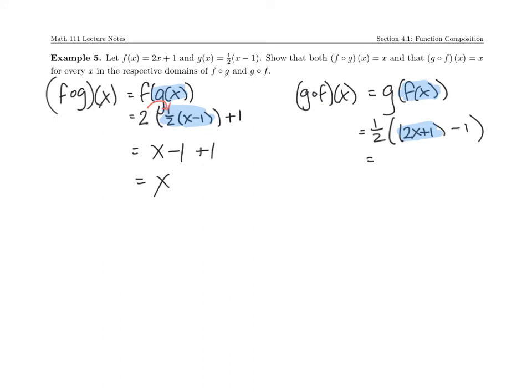I see here inside our parentheses, we have a plus 1 and a minus 1. So let's do that. There we are. So this becomes 1/2 times just a 2x, and 1/2 times 2 gives us 1, leaving us with just x. So we were able to show that f of g of x as well as g of f of x simplify down to x.